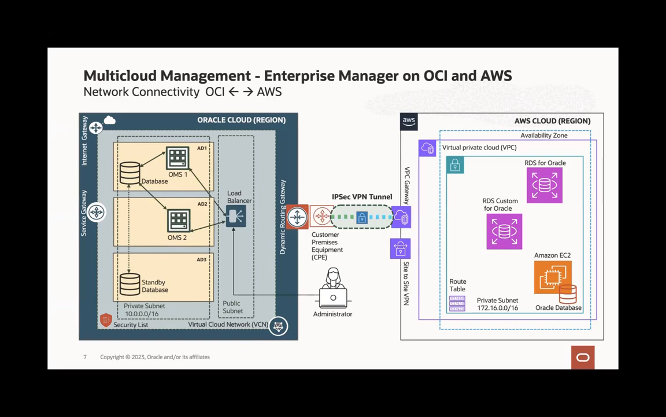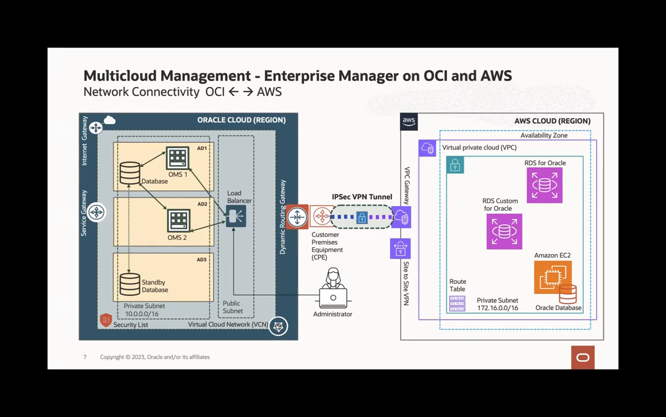Now, configure the IPsec connection within the DRG, providing the necessary VPN parameters, including the customer premise equipment public IP address, encryption algorithms, and authentication details.